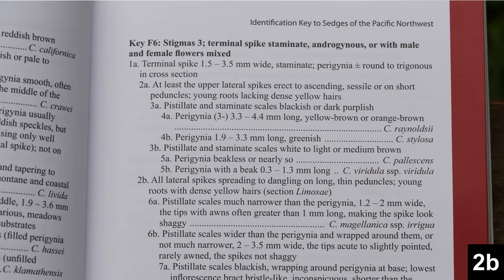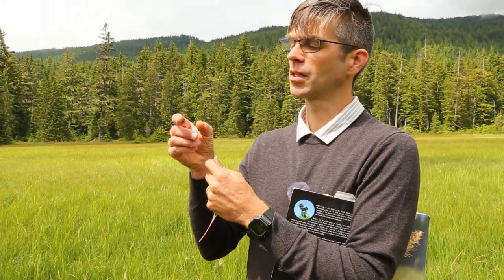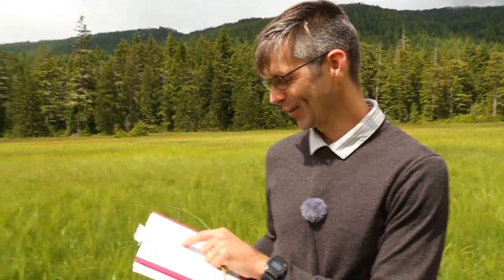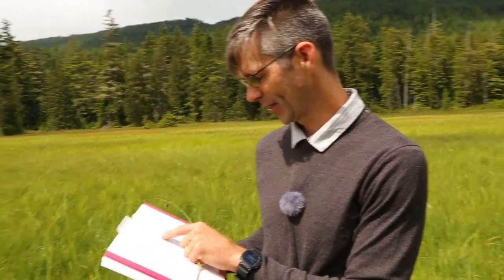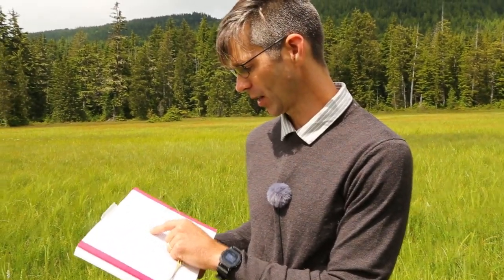1B says all lateral spikes spreading to dangling on long, thin peduncles, young roots with dense yellow hairs. Okay, so all the lateral spikes have peduncles. They're dangling. See, I'm not the only one to use the word dangling in reference to sedge traits. Okay, so 2B was correct.